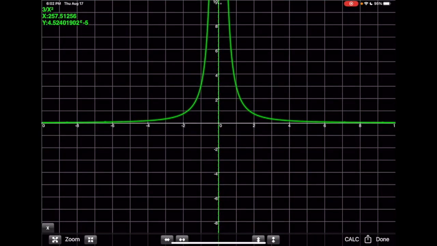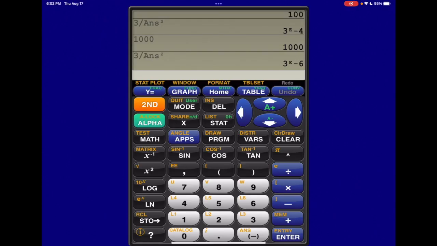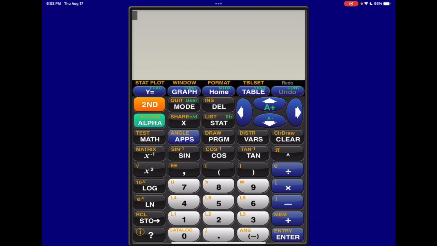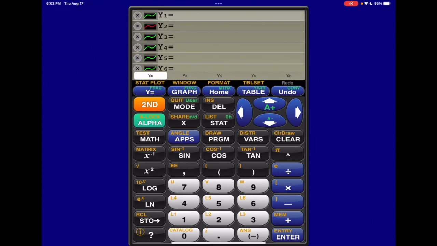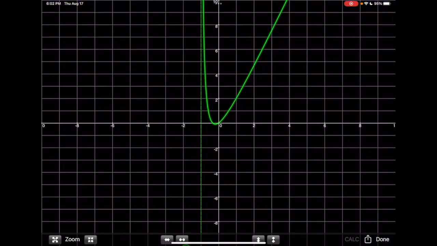So let's go ahead and get out of this graph, go into the y equals. So we're going to put in the original function, 3x squared plus x divided by x plus 1. Notice I'm putting parentheses around the numerator and denominator to make sure the whole numerator is getting divided by the whole denominator. And let's just go look at that graph first of all.